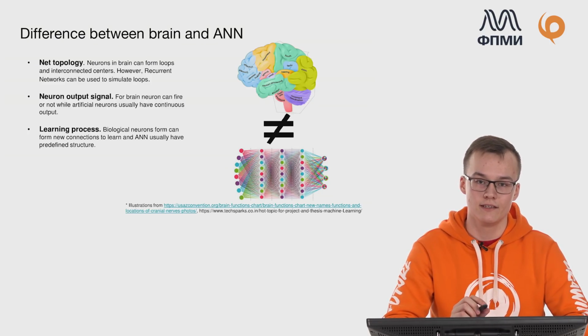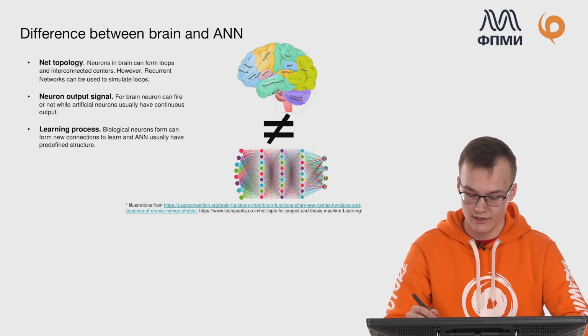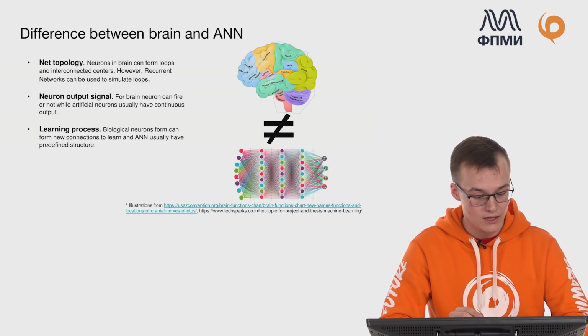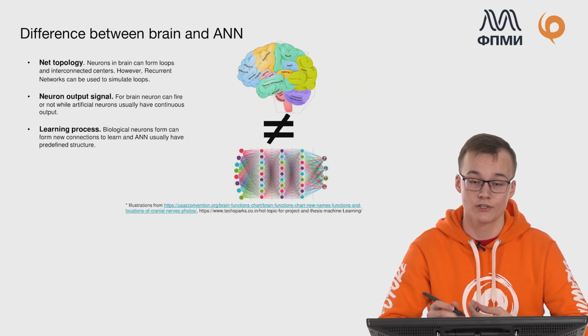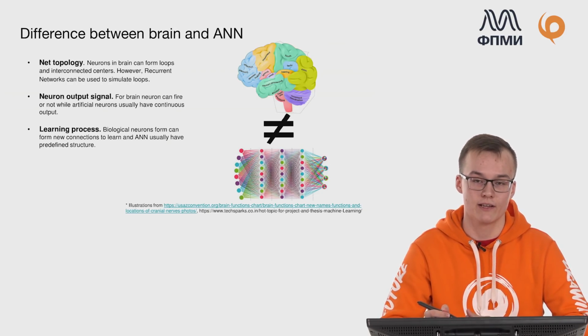Also, I'd like to note that in neural networks, the activation from the previous layer to the next layer is transported instantly, which is not true for our brain, as different signals from different neurons can come at any time, not necessarily all at once. Also, a biological neuron can have only two states. It is either fired or not. And our artificial neurons usually have continuous output.